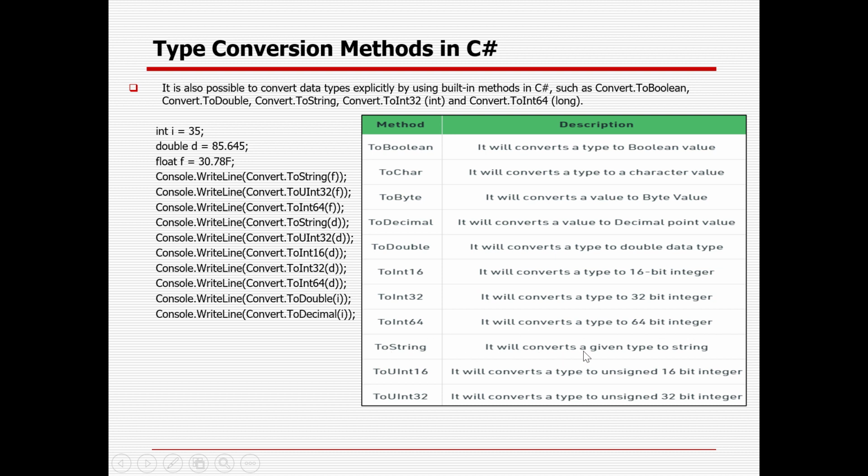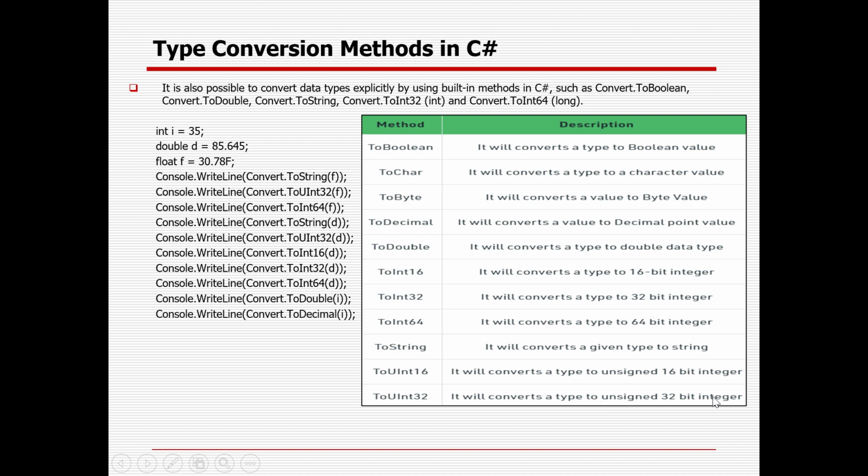ToString will convert a given type to a string. ToUInt16 will convert a type to an unsigned 16-bit integer. ToUInt32 will convert a type to an unsigned 32-bit integer. Similarly, ToUInt64 will convert a type to an unsigned 64-bit integer.